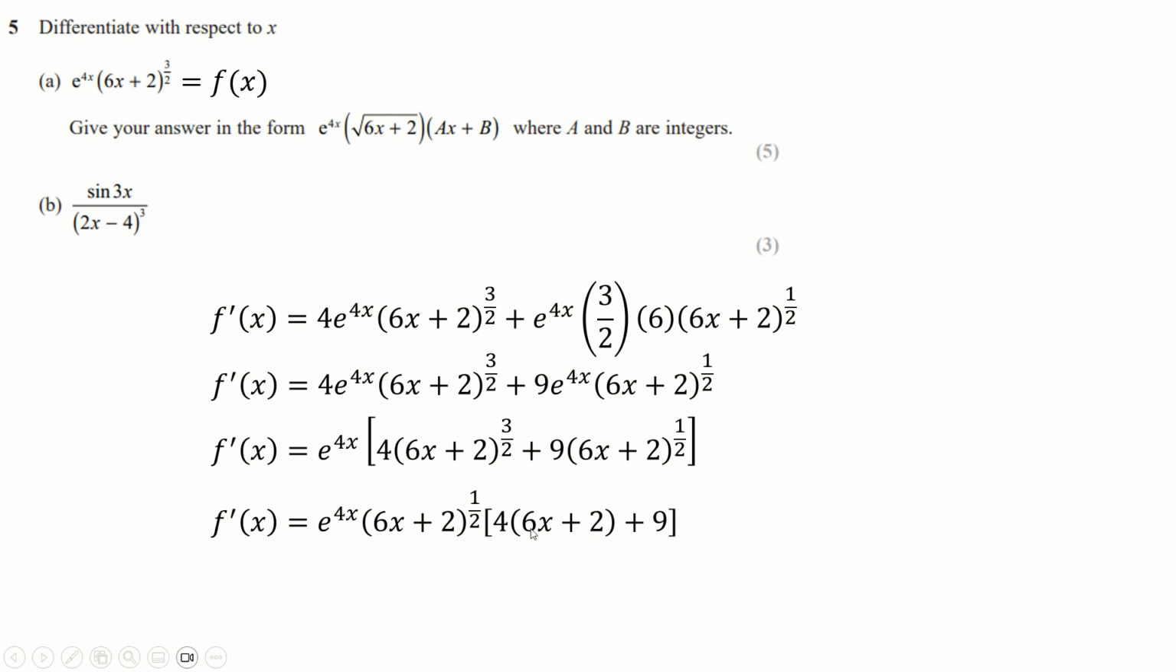Of course, 4 times 6 is 24, plus 8 plus 9 is 17. And I think we end up with this. Of course, this can be written as root of 6x plus 2, which is how they wrote it just there.